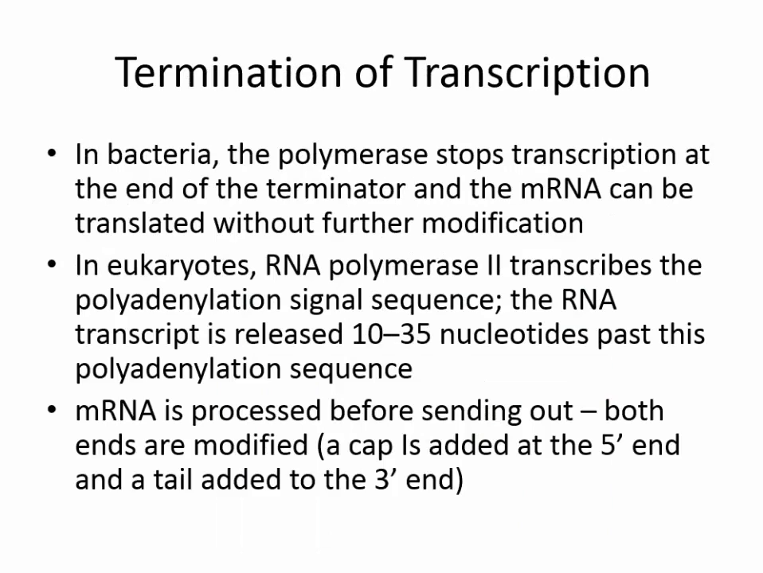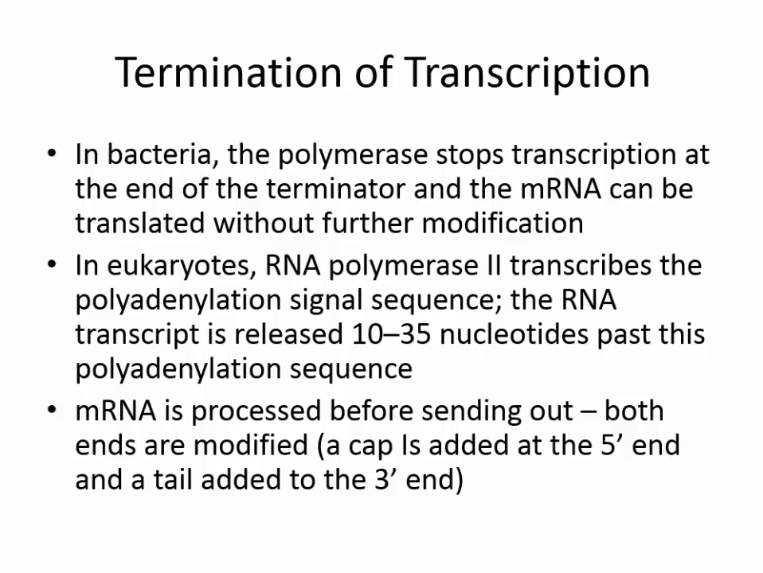Termination of transcription. In bacteria, the polymerase stops transcription at the end of the terminator, and the messenger RNA can be translated without further modification. So that's pretty simple. But in eukaryotes, it's not so simple. RNA polymerase II transcribes the polyadenylation signal sequence. Then the RNA transcript is released 10 to 35 nucleotides past this polyadenylation sequence. So there's an extra part that's transcribed which isn't needed.